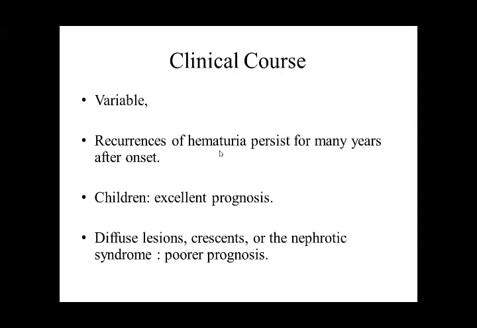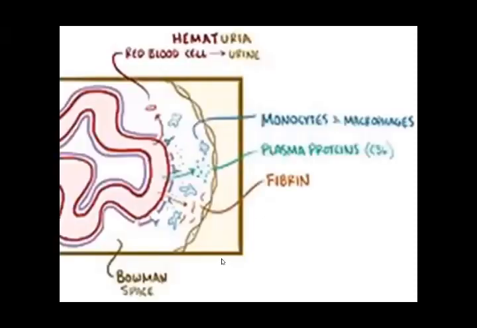Clinical course variable. Again, hematuria persists for many years after the onset. Children, they respond well. Diffuse lesions that are crescenteric or nephrotic syndrome, poor prognosis. That is very sad. So IgA nephropathy, Henoch-Schonlein purpura, we end up in poor prognosis.